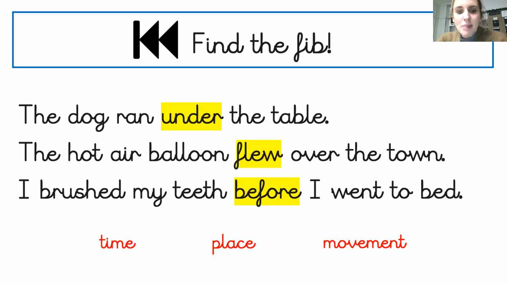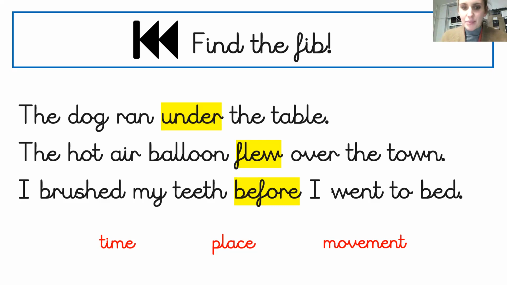And finally, I brushed my teeth before I went to bed. The highlighted word is before. Is this a preposition? Prepositions describe time, place, and movement. It links two nouns, noun phrases, or pronouns together and describes the relationship between them. The teeth are brushed before I go to bed. Before is a preposition of time. It describes when the teeth are brushed in relation to going to bed.